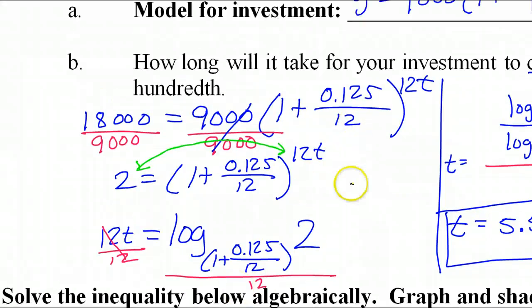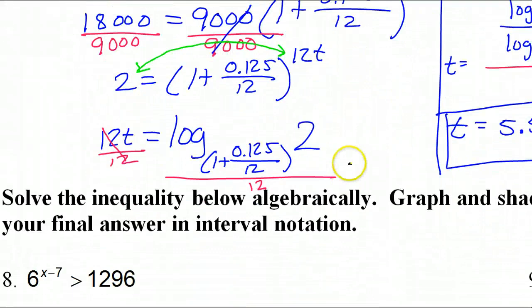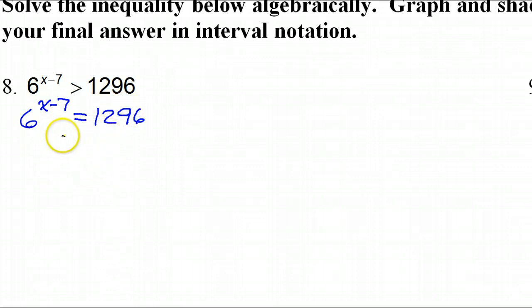Okay, so that was number 7. Let's go on to number 8. Alright, so we need to solve the inequality algebraically and make a graph and interval notation. So what we do is we basically look at the related equation here. So 6 to the x minus 7 equals 1296. This will give us our critical value.